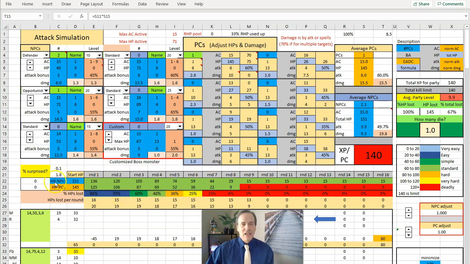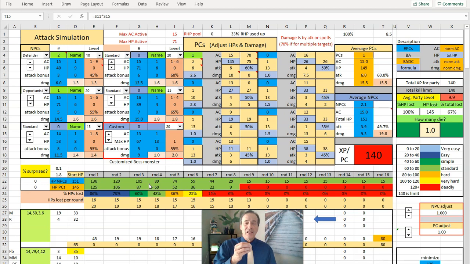So the HP of the NPCs, their total is 151. The HP of the PCs is 145, and it starts off from there. And then it starts going through round by round by round, figuring out how many hit points each is losing. Now, it's not just a linear thing where every round they're taking the same amount of damage. As the combat goes on, and as the HPs are going down for each group, there's a little equation there to determine, well, if they're going down in HP, that means there's less in the group.